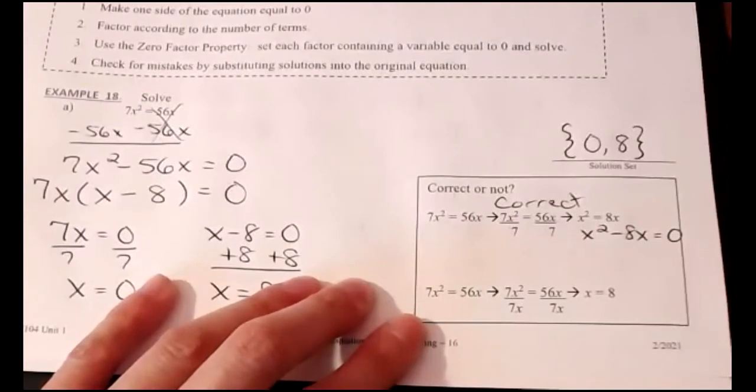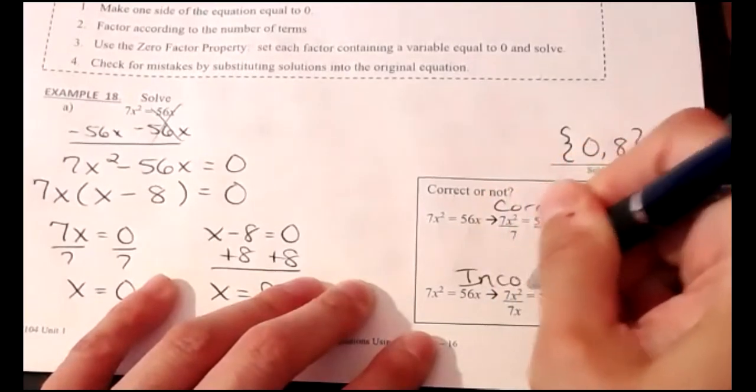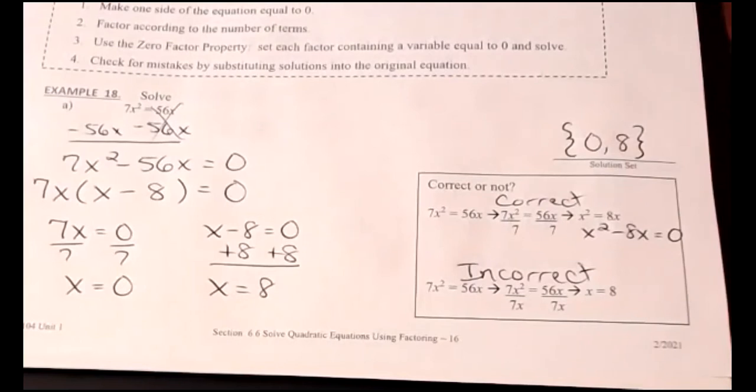Do you see here in the second expression, they said, how about we just divide by 7x so that it's real quick? This is incorrect. You cannot divide by the variable because you do not know if the variable is actually 0.